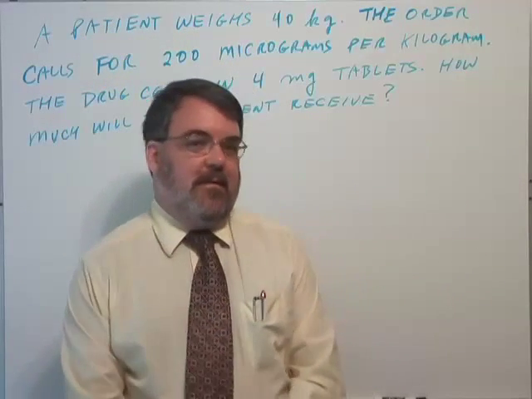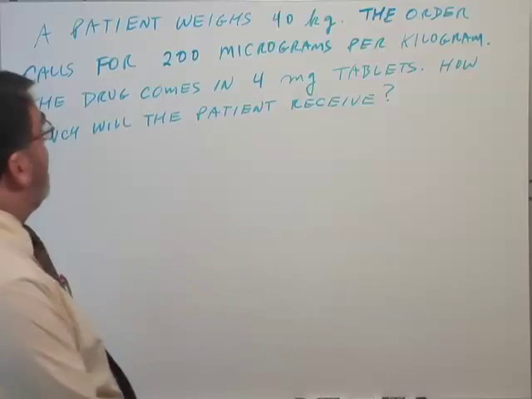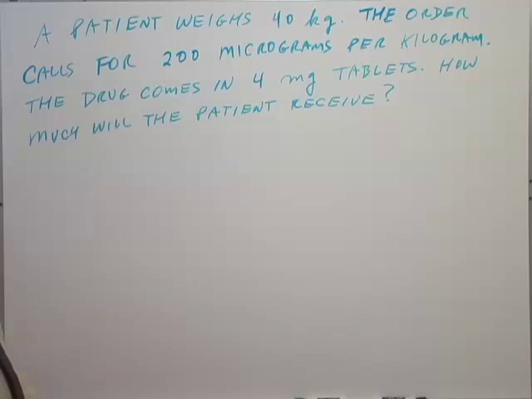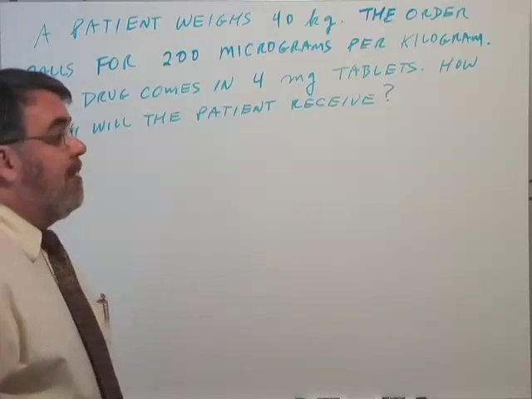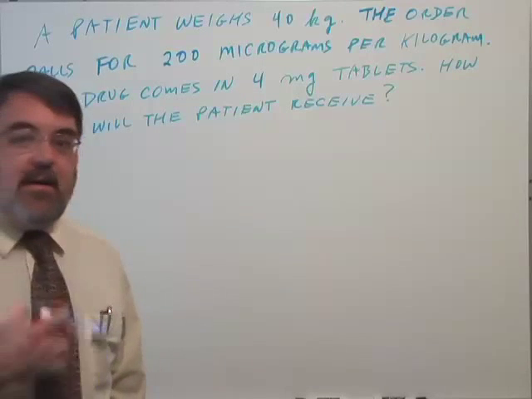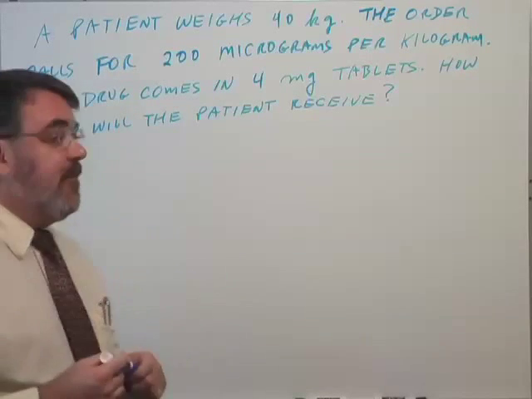In this example, a patient weighs 40 kilograms. The order calls for 200 micrograms per kilogram. The drug comes in 4 milligram tablets. How much will the patient receive? So the patient weighs 40 kilograms. I like to begin with the patient information.